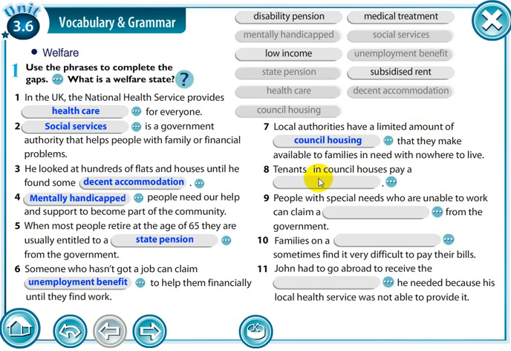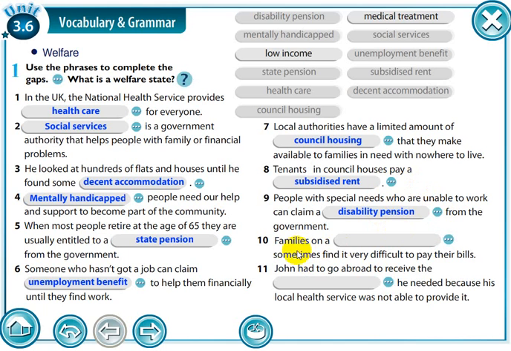Council housing. Excellent. Tenants in council houses pay, of course, subsidized rent. Subsidized rent means a rent where they pay just some of it and the government pays the rest. Okay, so number 9, people with special needs who are unable to work can claim a disability pension. Pension is the money that you take from the government because you retired, or you have a disability, or you are not working.